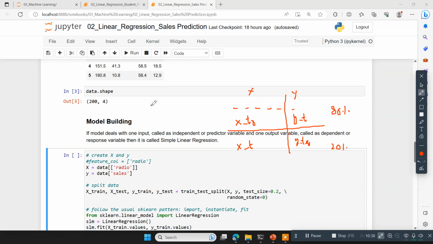So we are splitting the available data into two parts. This part is called train, and this part is called test. So 80% train and 20% test.